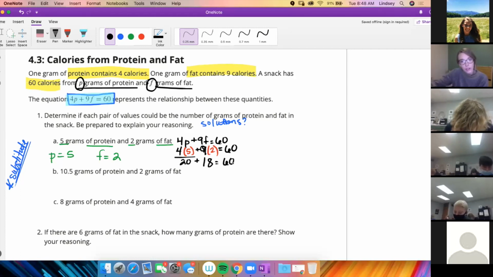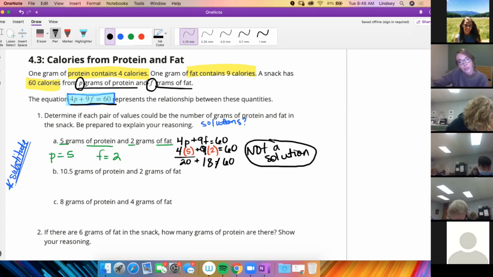All right, is 20 plus 18 60? No. So are these solutions to this equation? No. Not a solution.